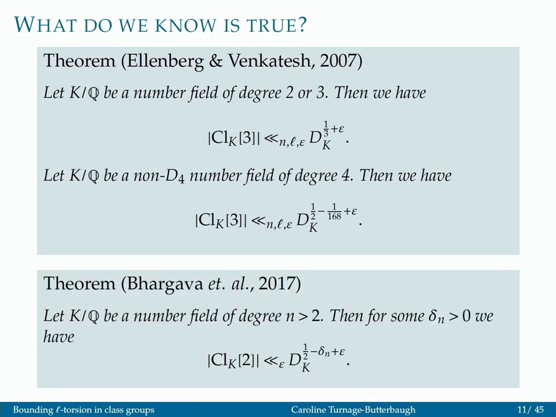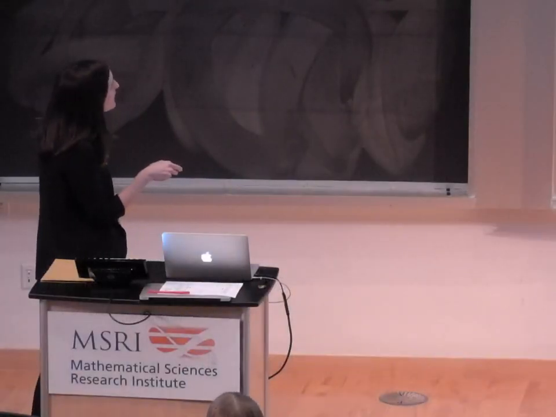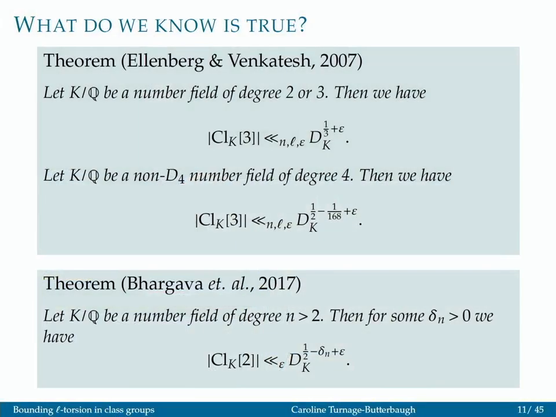Okay, and then very recently, Bhargava and others. I know Frank is here, so let's just say Frank is one of these others listed here. I hope I haven't missed anybody else in the audience, because I don't want to hurt anyone's feelings. The result is that if you have a number field of degree greater than 2, then there exists a delta that depends on this degree, so that you can shave off a power here. And this is for the 2-torsion subgroup. These results are really nice because they are for all of these number fields K. You can make this statement in the appropriate setting.